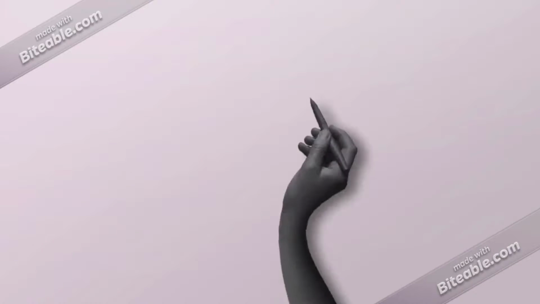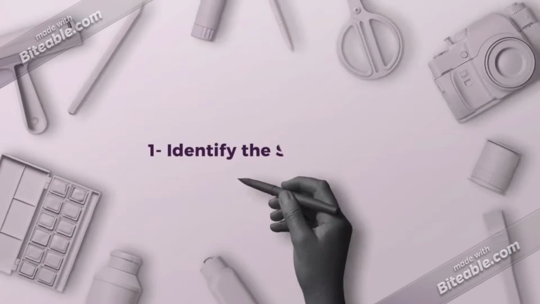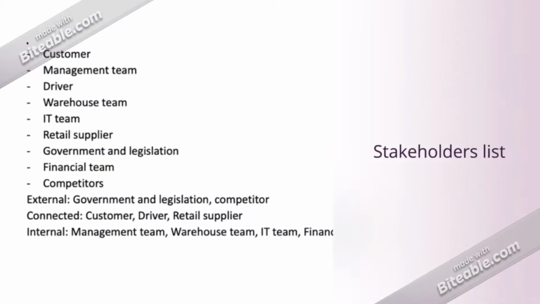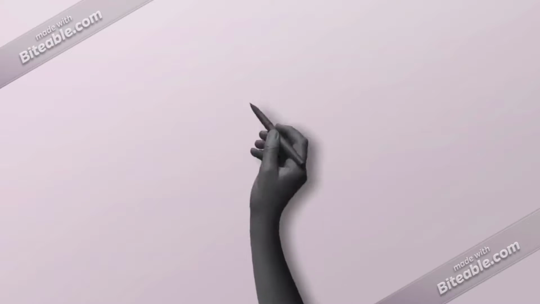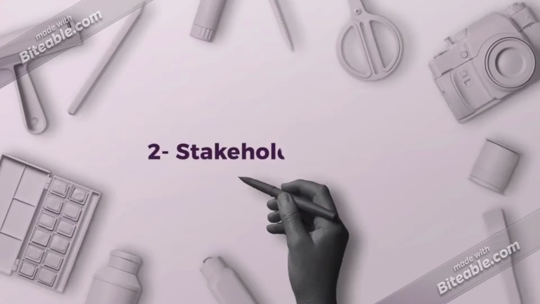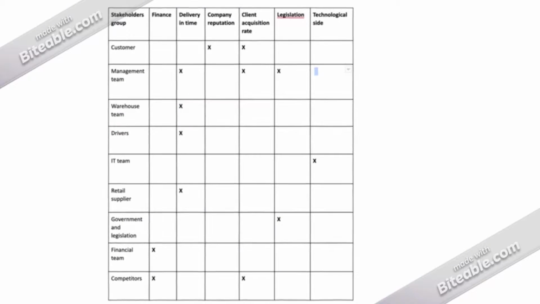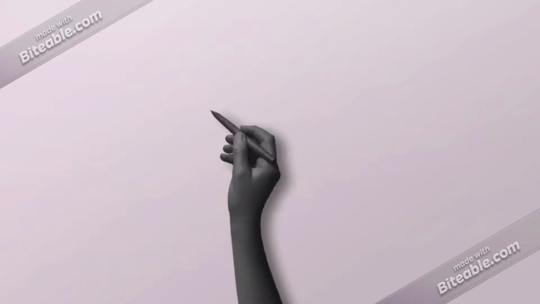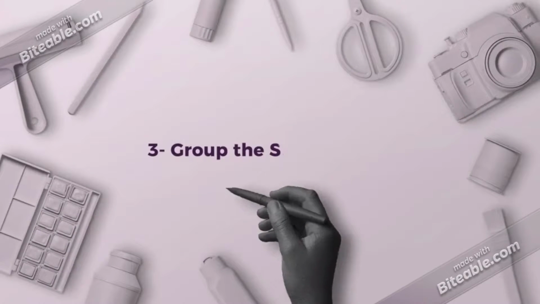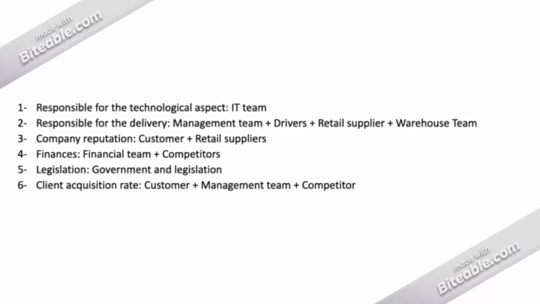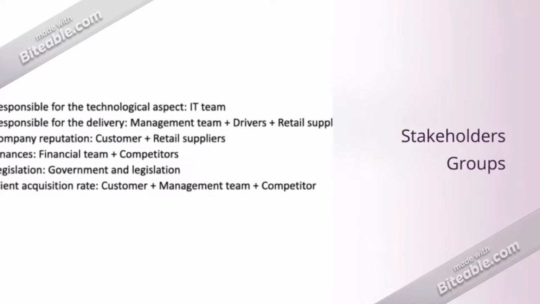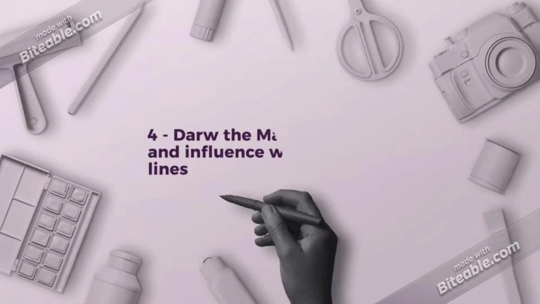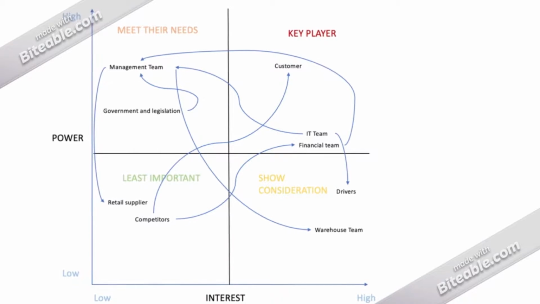The next task was to analyze the stakeholders. To analyze them, we had to identify them, and we put them in a list. After putting them in a list, we had to identify their interests, so we put them in a table. And this table was used to group them according to their interests. The last step was using all the prior work to draw the matrix with the power and influence lines.